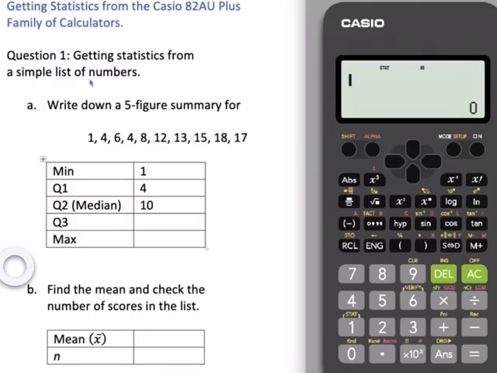In this video, we are going to use our calculators to generate a five-figure summary from a set of numbers, which you can see right there. First thing always to do is to make sure your calculator is clear of statistics.